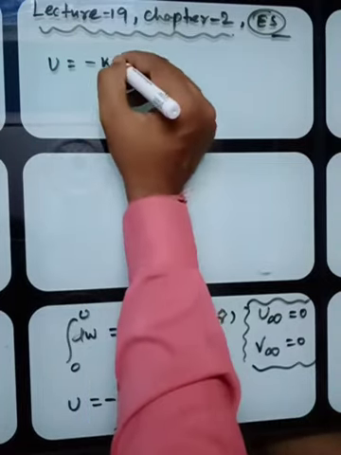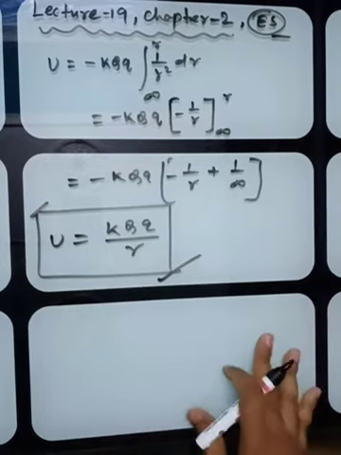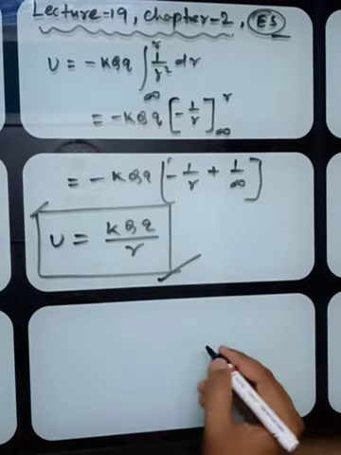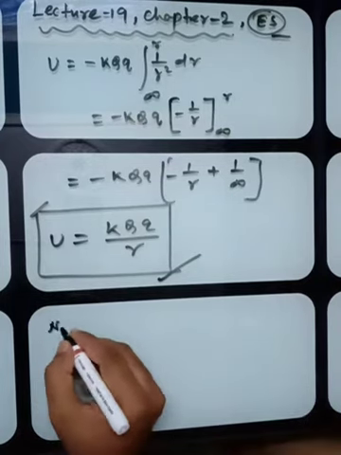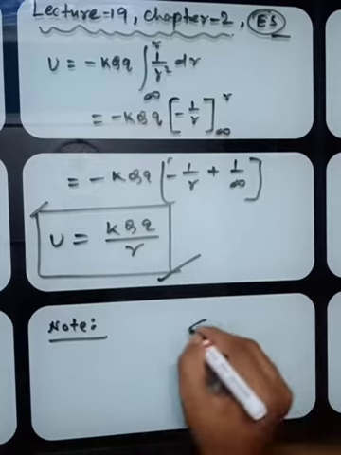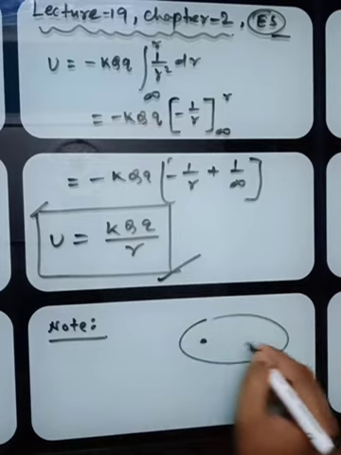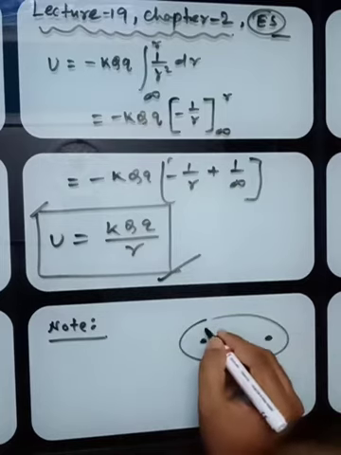But the remarkable thing, which you should note down, is that in a system with two charges, q1 and q2, separated by distance r, the potential energy between these two charges is k q1 q2 by r.